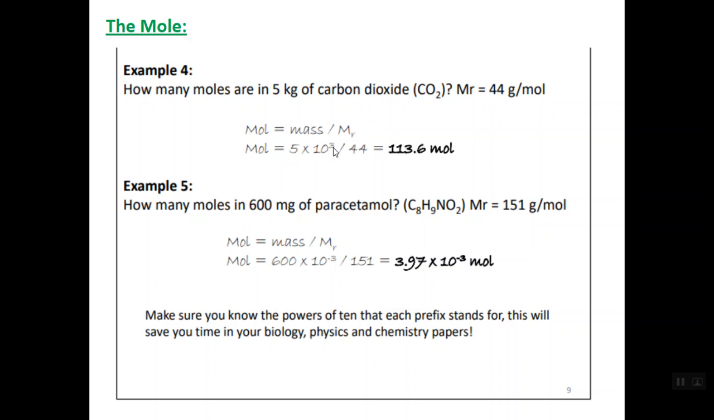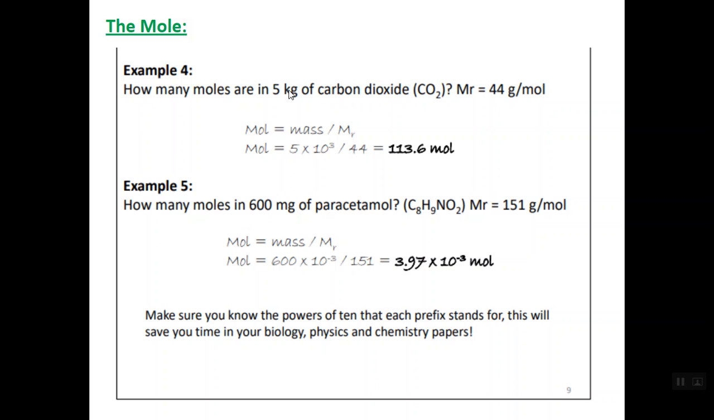And this, in scientific notation using this method here, would be 5 times 10 to the 3. 10 times 10 is 100, 100 times 10 is 1,000. But you could simply have just put 5,000 in there. If you put 5,000 in there and divide it by 44, you're still going to get 113.6 mole.